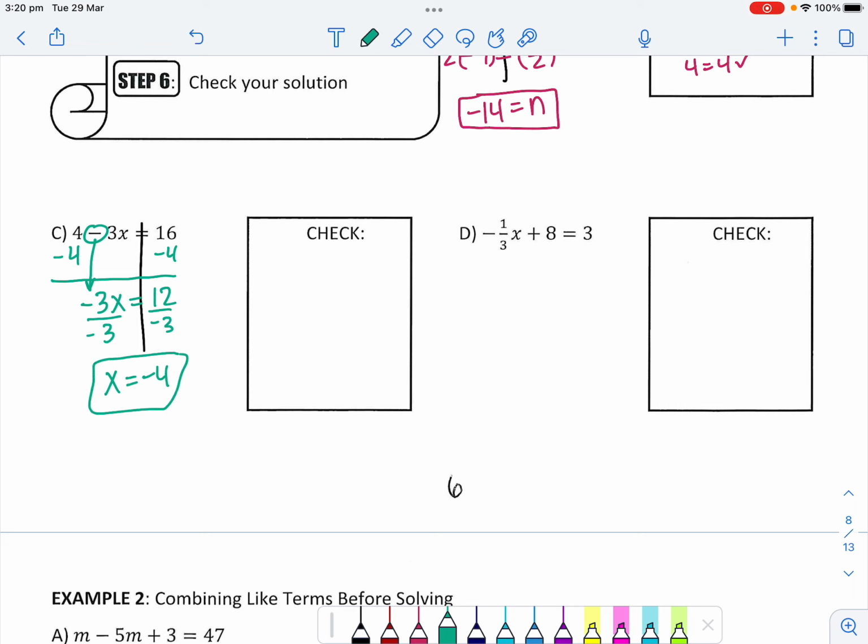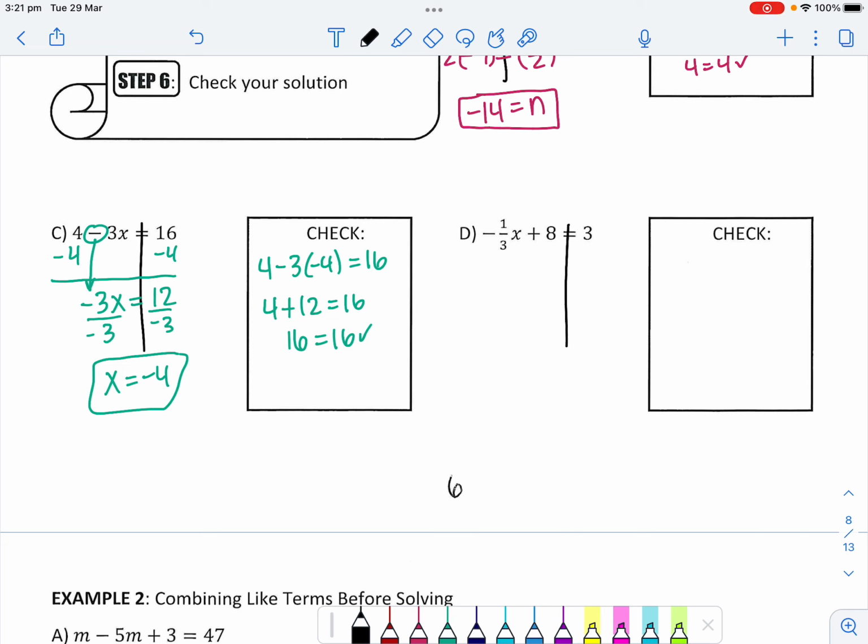And I'm going to check my solution. 4 minus 3 times negative 4 equals 16. A negative times a negative is going to be a positive, so 4 plus 12 equals 16. And 16 equals 16, so I know it works.